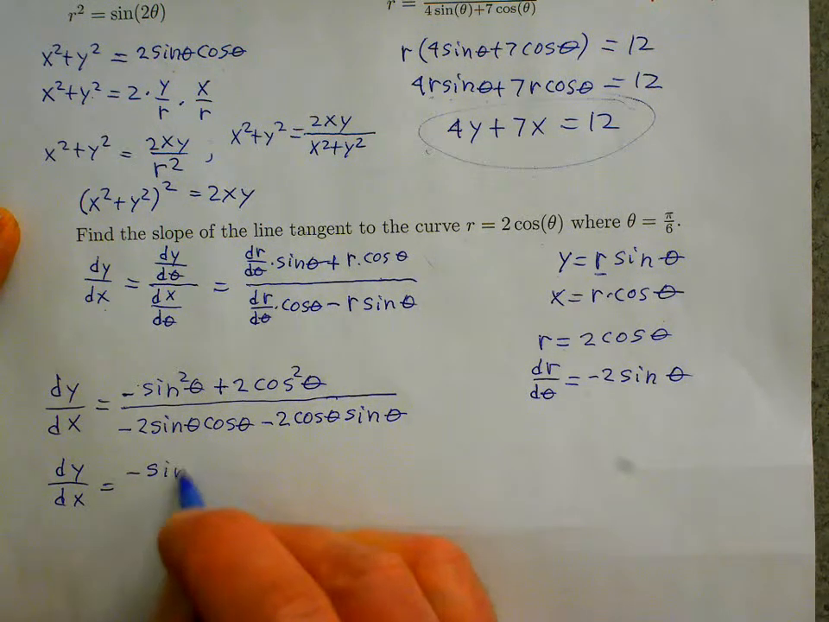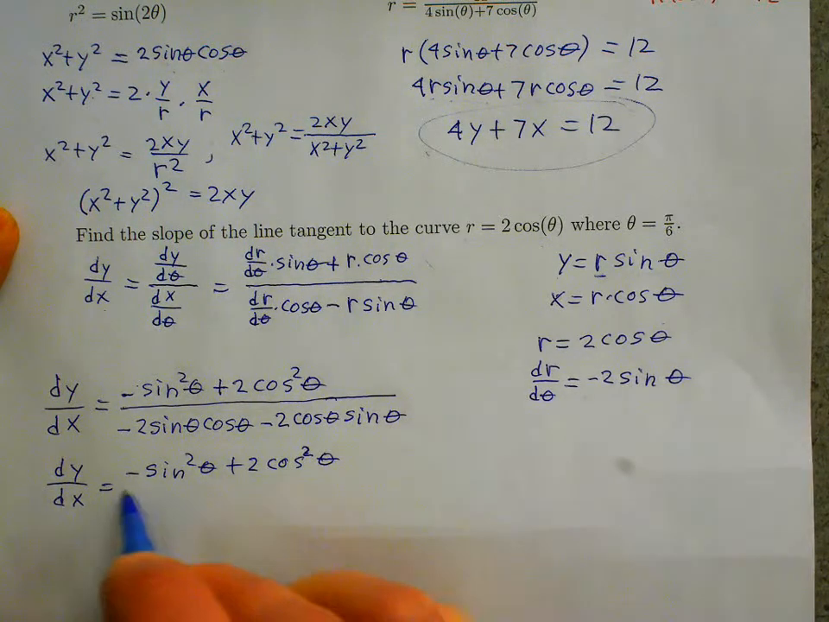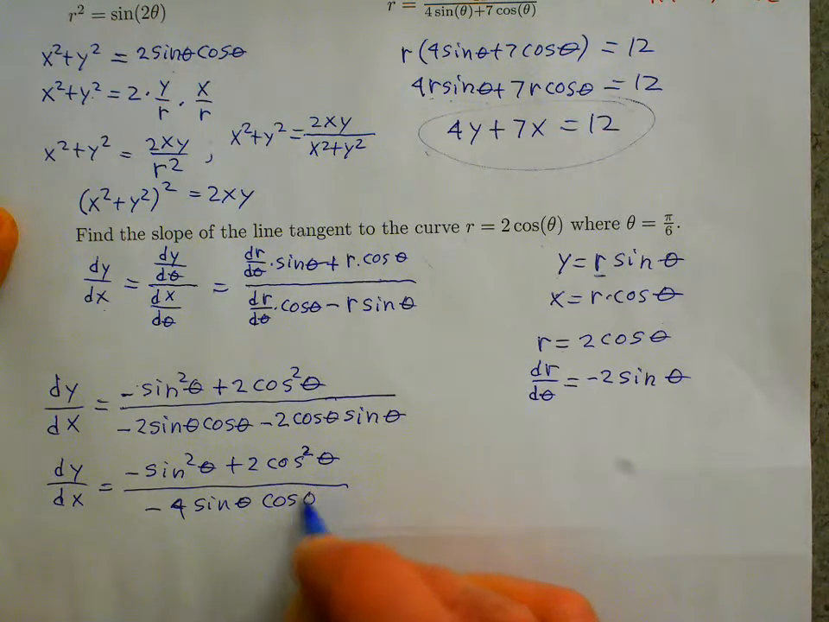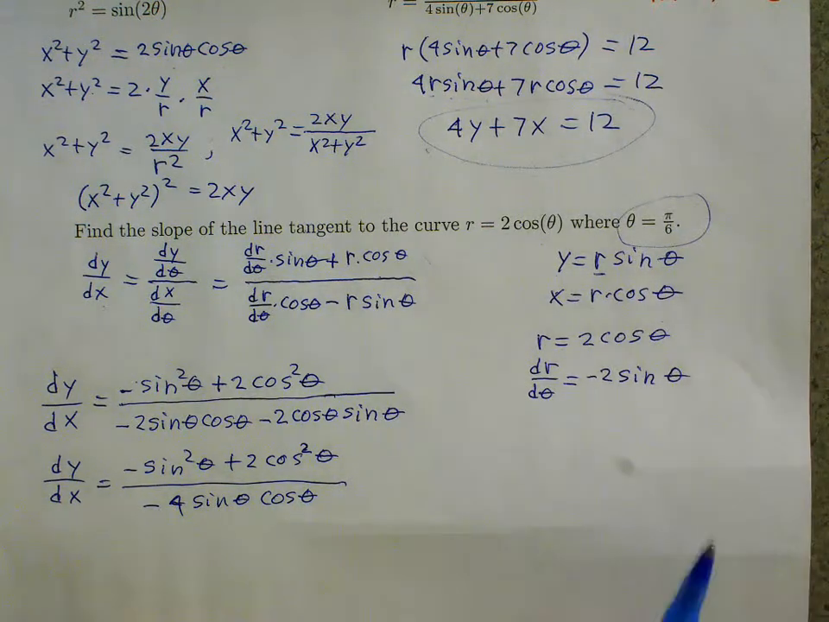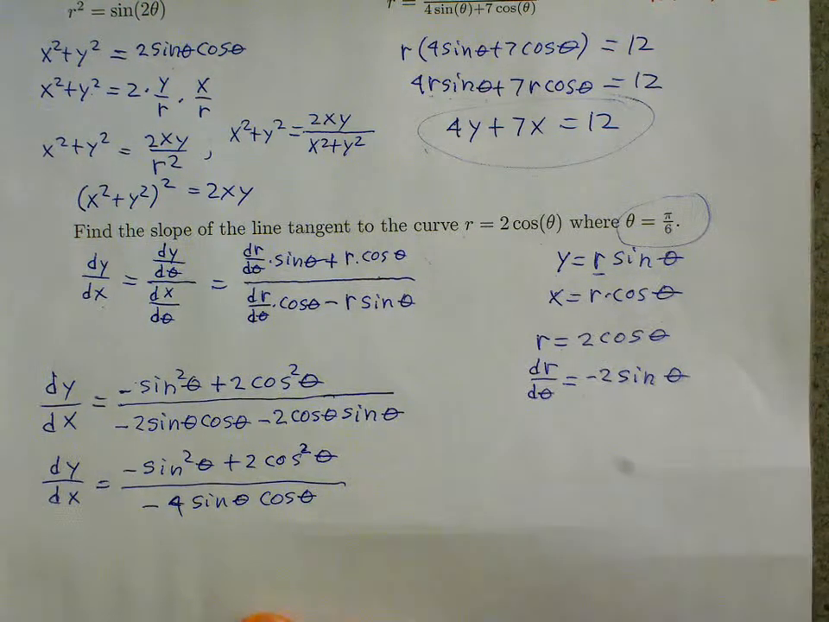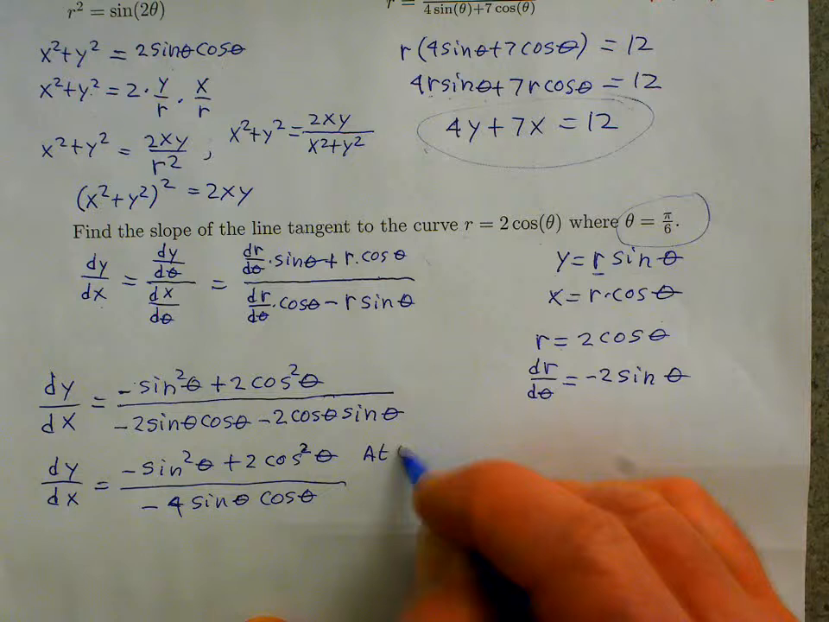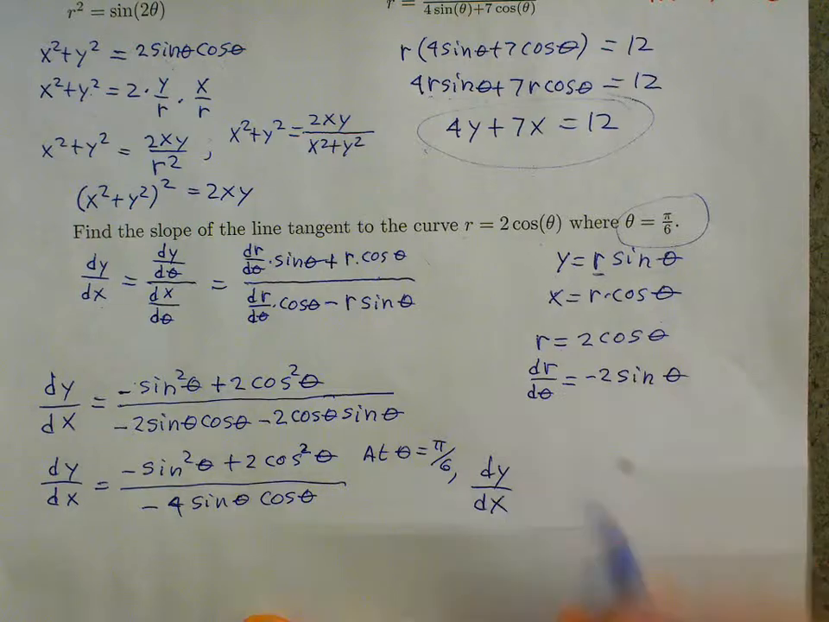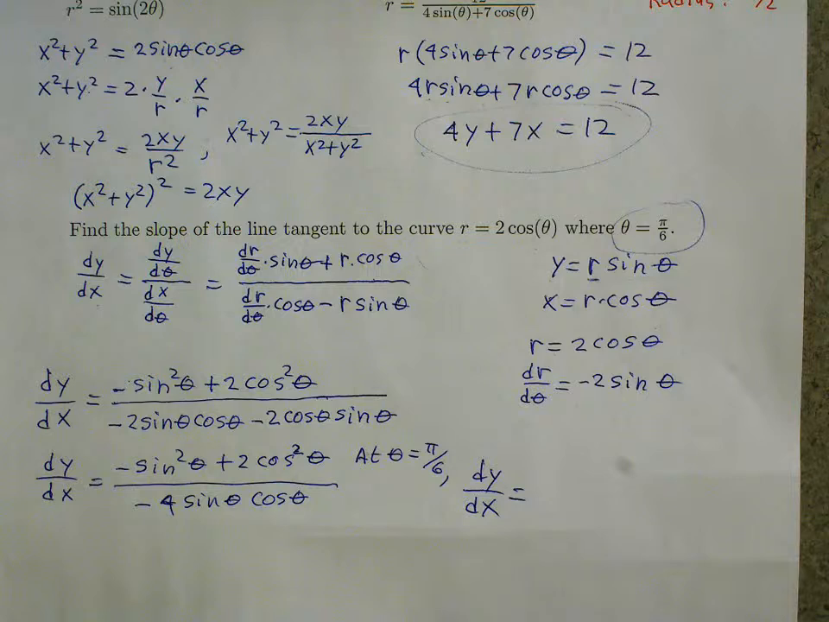So negative sine of theta squared plus 2 times cosine of theta squared. And in the denominator, negative 4 sine of theta times cosine of theta. And then the last thing we do is we evaluate this derivative when theta is pi over 6. So at theta equals pi over 6, the derivative evaluated at that point will give us the slope of that tangent line.